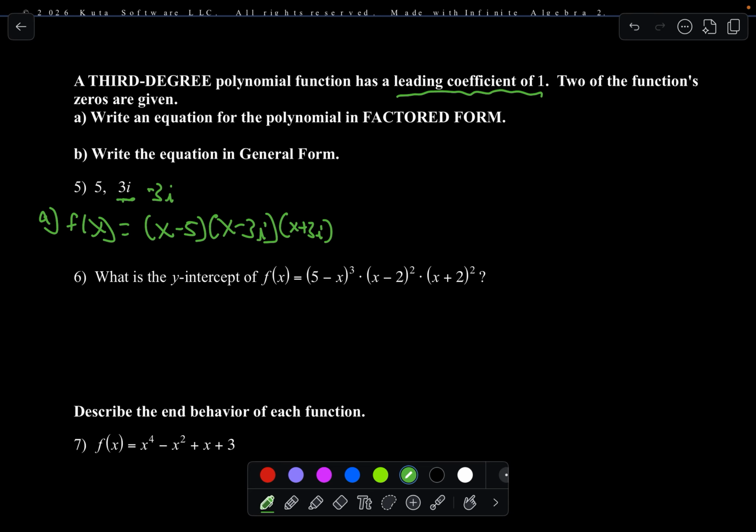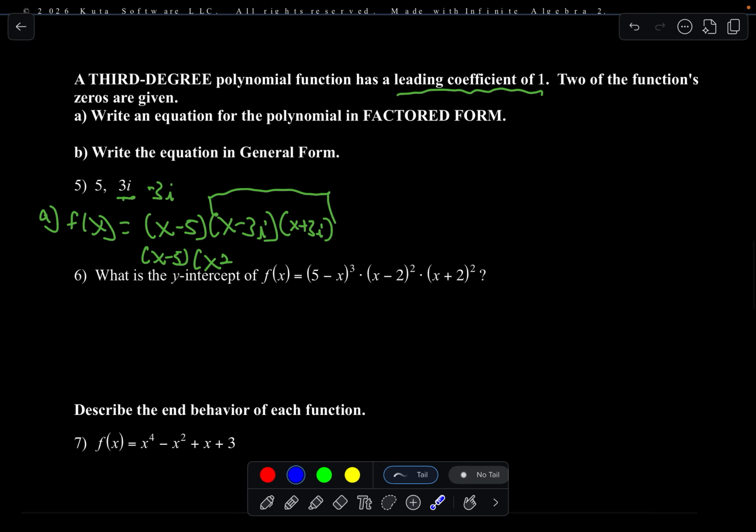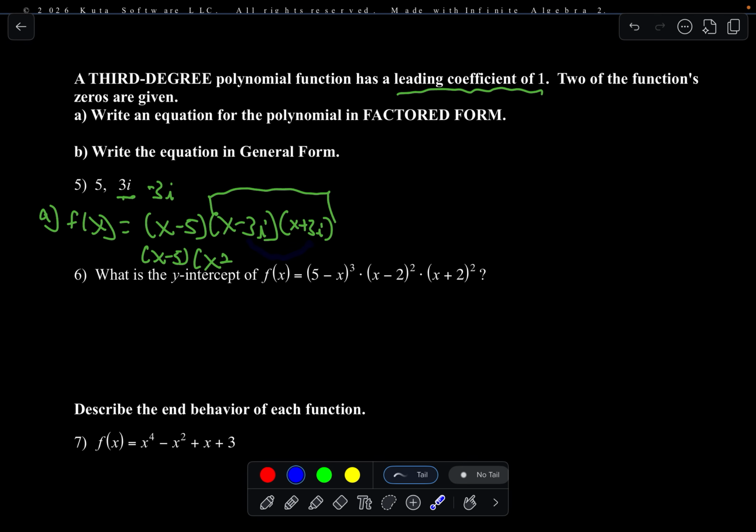Actually, since we want real coefficients, we do have to get rid of the imaginaries by multiplying those two together. So this is just a sum difference of squares. First, x times x gives you x squared. Watch the beauty of this. And then you have negative 3ix plus 3ix. They cancel out, and you're left with negative 3i times 3i, which is negative 9i squared.